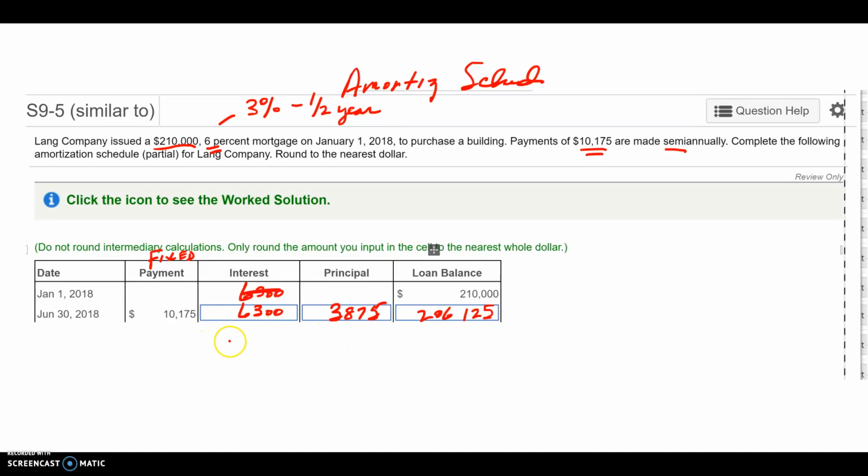Interest is 6,300, which is 3% of the outstanding balance each payment period. The outstanding balance for the first calculation is 210. So 6,300. I subtract that. 10,175 minus 6,300 equals 3,875. And so 210 minus 3,875 gives me 206,125, and then the process just repeats beyond there. So this is a quick hitter on how to do an amortization schedule and run that number.